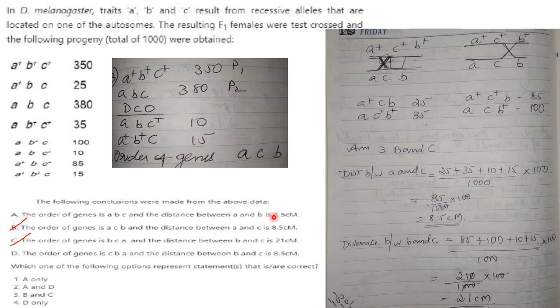Now distance between A and C. If you do the single crossovers, you can see that the distance between A and C is given by 25 plus 35, that is the single crossover progeny, plus 10 plus 15 double crossover progeny divided by total progeny into 100, you will get 8.5 centimorgan. Similarly, in the case of B and C, you will get 21 centimorgan. So the answer here, B and C are correct. So answer here is option 3.